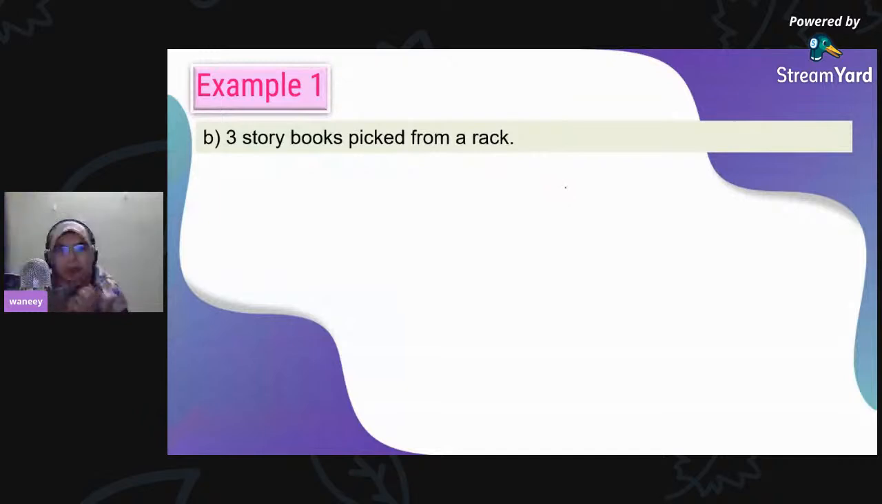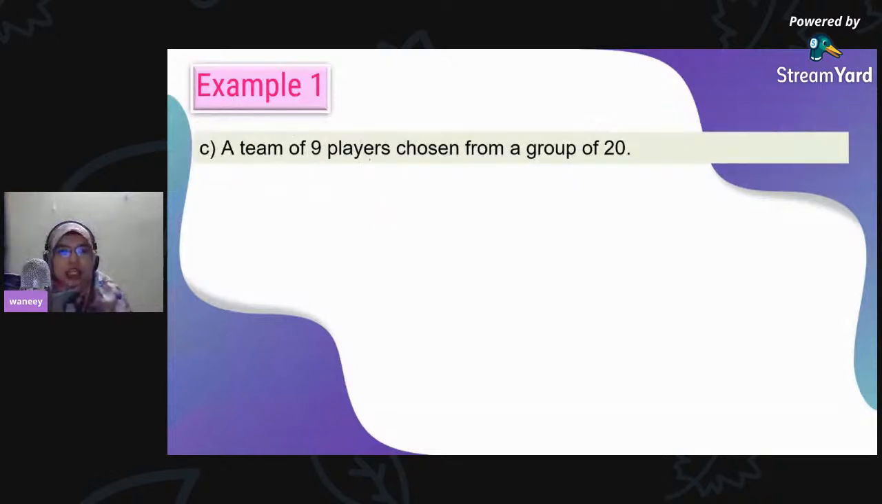That means it doesn't really matter which book that we pick first, as long as we have altogether 3 books. Therefore, this is the case of combination. Okay, next. A team of 9 players chosen from a group of 20. So let's say we have 20 candidates and I only want to have 9 players in my team. So out of 20, I'm only going to choose 9. Since it means chosen, it doesn't really matter who I choose first as long as that person is in that group. So this is the case of combination.